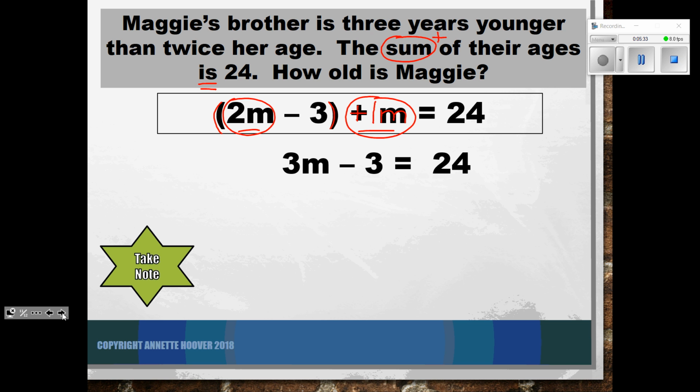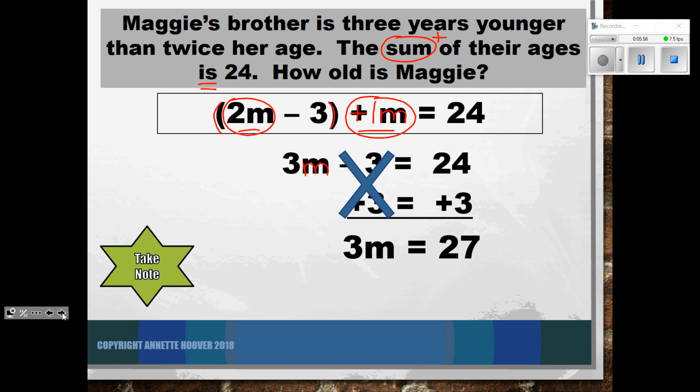Now we have our two-step equation. We identify where the missing number or the variable is. We want to move everything over to the right side away from the variable. We're going to move the negative 3 over first, so we add 3 to both sides. Of course, a negative 3 and a positive 3 is 0, so it goes away. And 24 plus 3 is 27. So we have 3m equals 27.